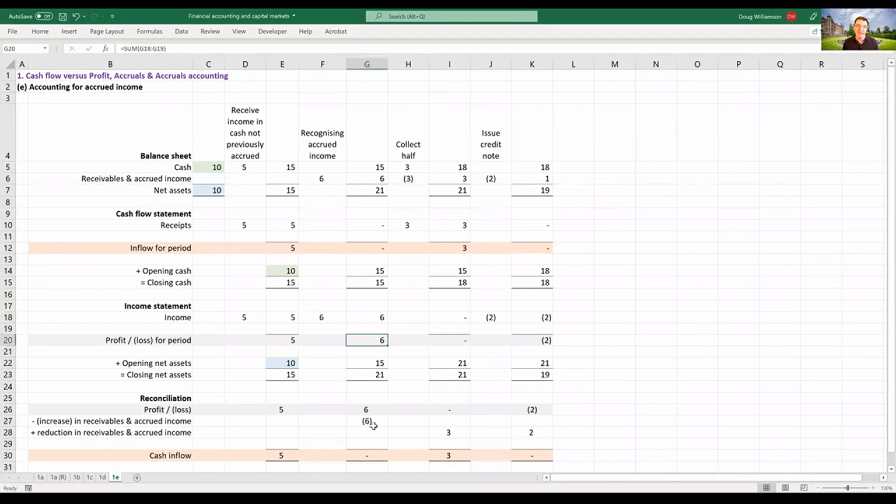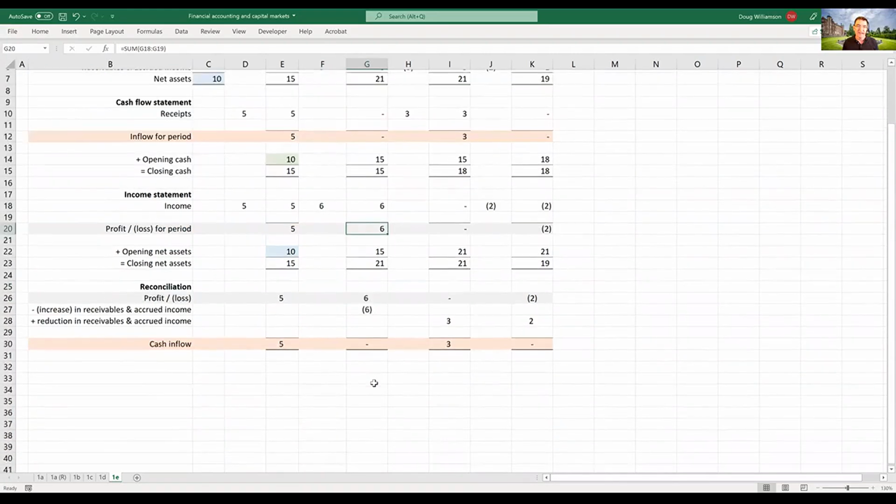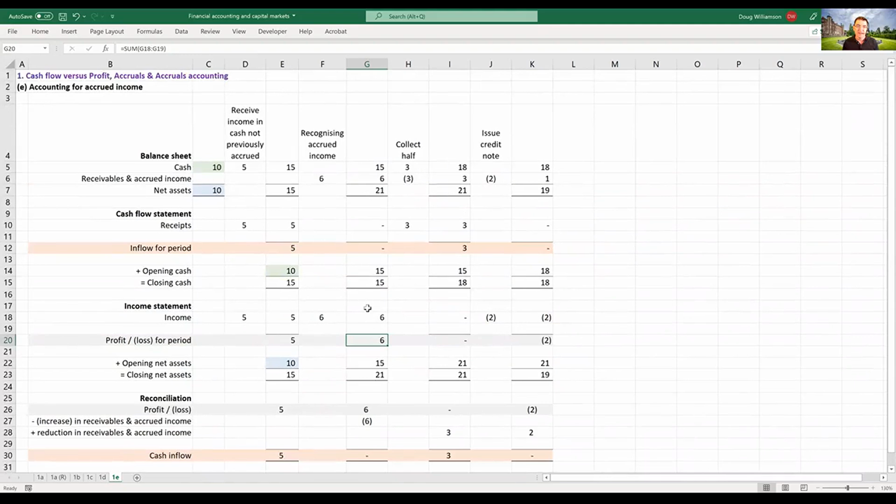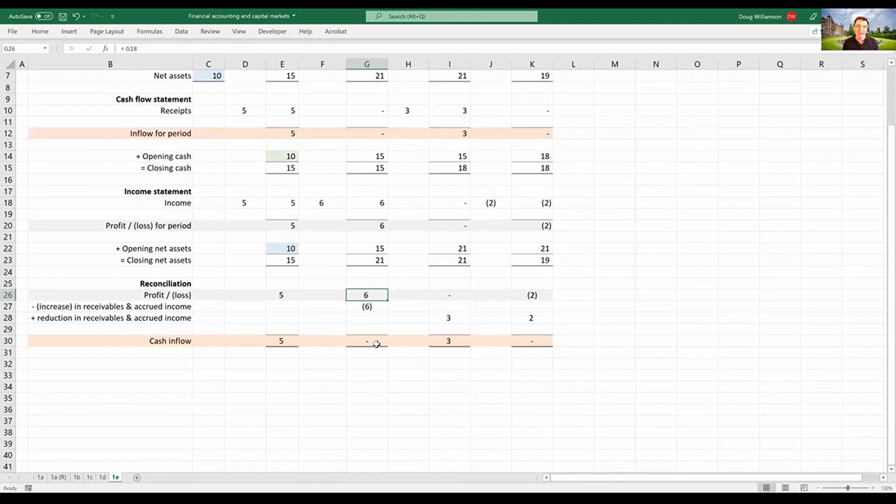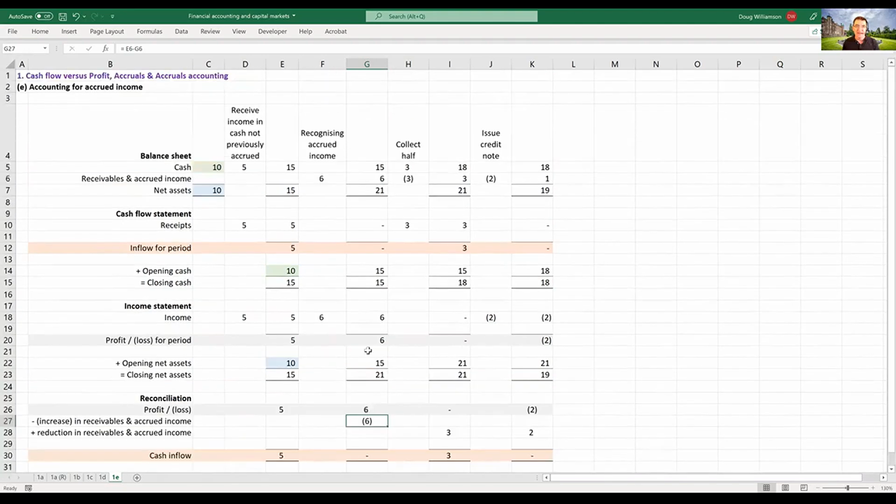Therefore, profit is greater than the cash inflow. So cash inflow 0, profit 6. The reason for the difference between the profit of 6 and the cash inflow of none is the increase in that asset on the balance sheet, representing the expectation of future receipts from that customer.